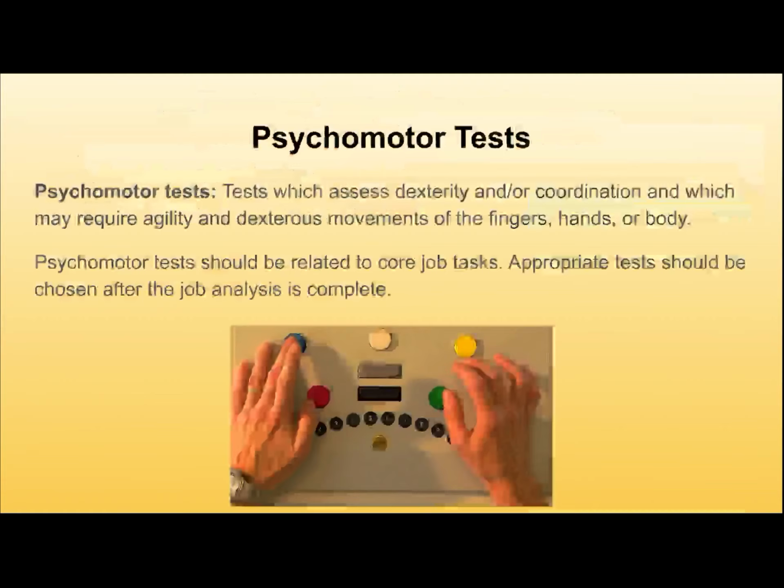Another type of test someone can be asked to take is called a psychomotor test. This one actually assesses your coordination or your dexterity. In this example, the person taking the test is told to press certain colors or certain numbers, and they need to see how quickly and accurately they can do it. Psychomotor tests should be related to core job tasks. They shouldn't make somebody do this if their job doesn't have tasks related to dexterity like this.